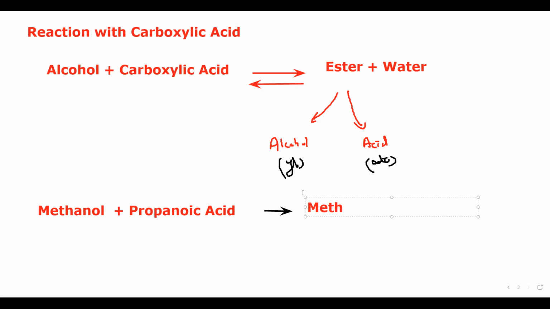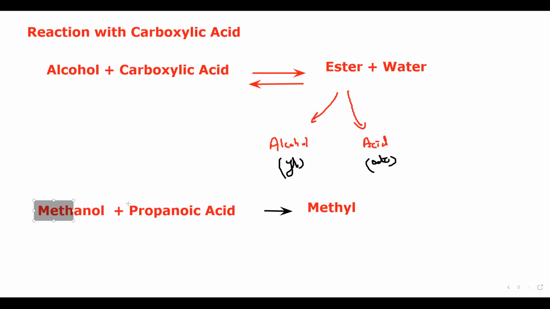The first name is coming from meth and it should end at YL. So it will become methyl. The first name of the ester is coming from alcohol, the meth, and it will end at YL. So it will become methyl.